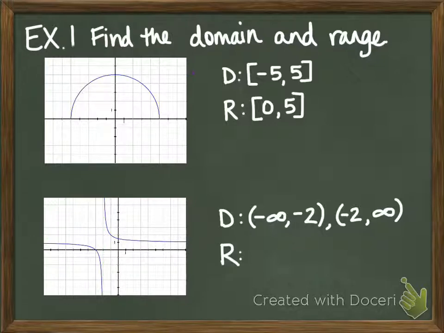So then when we look at the range, we look from the bottom to the top. Well, this has a horizontal asymptote at 1, and it continues up and down infinitely. So this is going to be from -infinity to 1 and 1 to infinity. Or you could say all reals except 1.